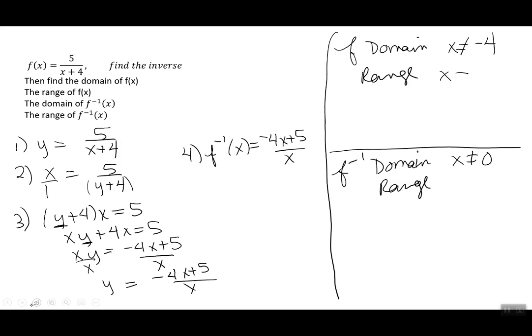Let's write that as a y. So I'm going to say y will not be 0. And when I look at the range of f inverse, y is never going to be negative 4. Again, you should see negative 4, 0, 0, negative 4. They're completely backwards, opposite of each other.